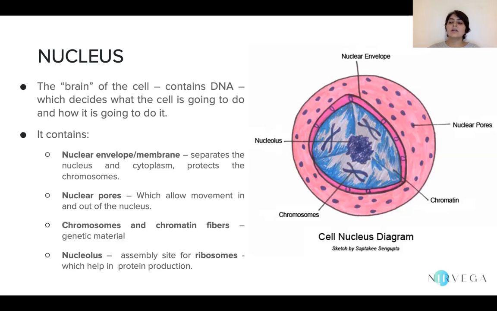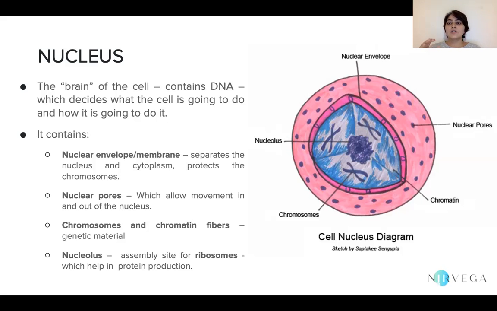And what is inside the nucleus? DNA and RNA, that is our genetic material. The code which decides how the entire cell is going to function. If our cell is like a computer, the nucleus is like a CPU which decides what each and every part of the cell is going to do and how it is going to do it, and therefore it is very important to protect it so that the cell functions in a proper manner.